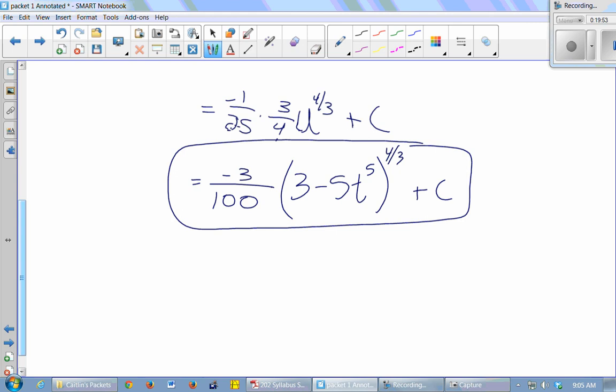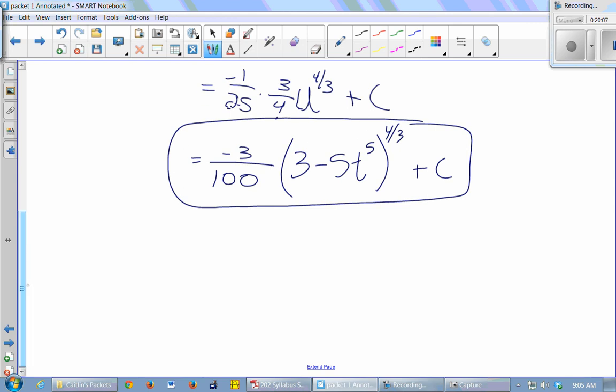And we should check. I mean, there's no reason to ever not know that you got an antiderivative wrong, right? So we took an antiderivative, which means that if I did the derivative of this, I should get the original function back. So let's do that, just to get in the habit here. Okay, d/dt of all that stuff.